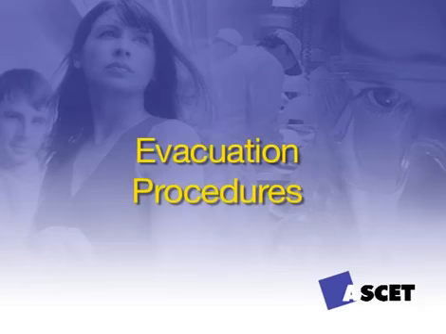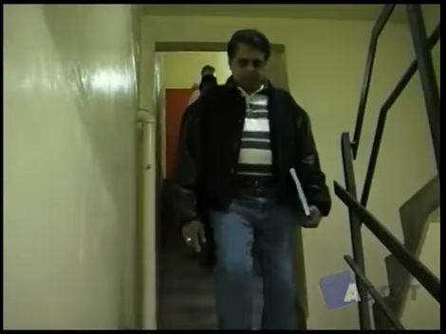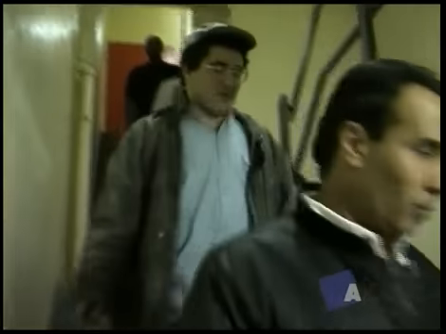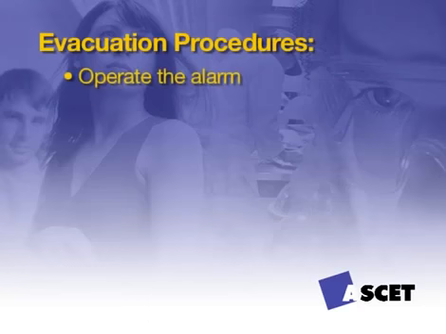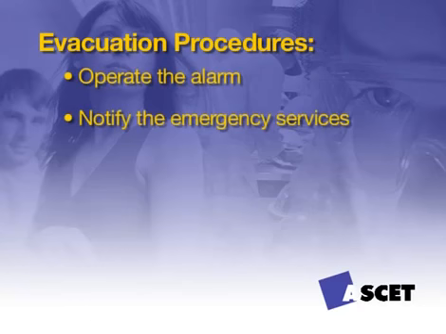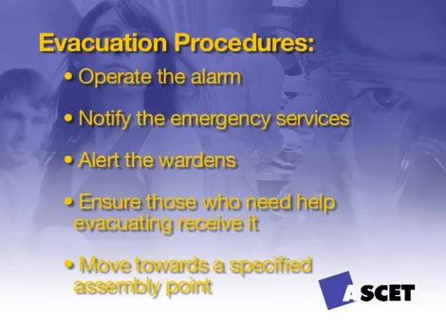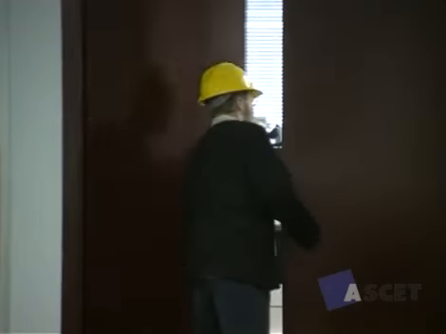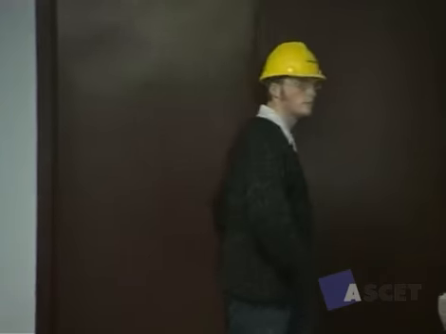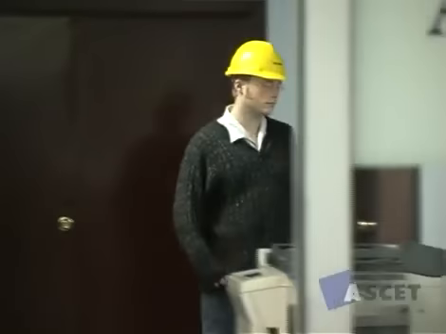Evacuation procedures. These vary in each workplace, but there are some general rules about how to deal with an emergency. These are: operate the alarm, notify the emergency services, alert the wardens, ensure those who need help evacuating receive it, and move towards a specified assembly point so that the wardens can carry out head counts. All evacuation drills must be conducted in accordance with the organisational policies and procedures.